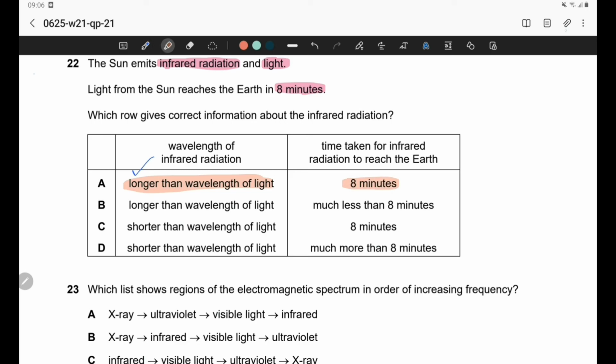That is also correct. Even though their wavelength is different, both are electromagnetic waves, and the speed of an electromagnetic wave, whether it is gamma or light rays or infrared or radio waves, is constant, which is 3 times 10 to the power 8 meter per second. So same speed means it will take the same time. Therefore the correct answer is option A.